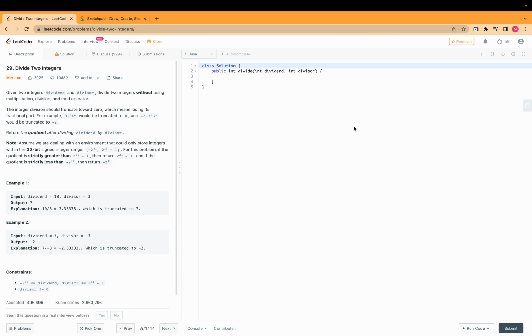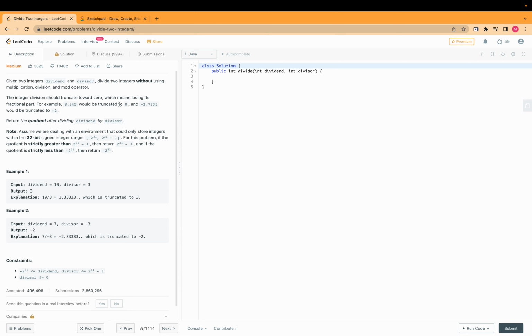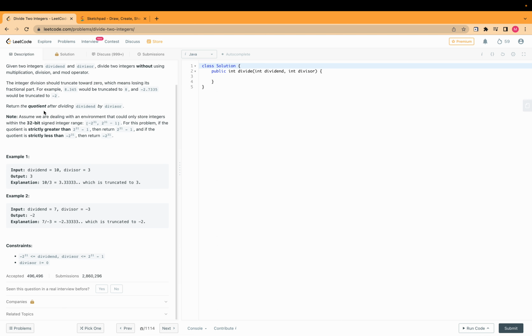In this question they have given us two integers, dividend and divisor, and we have to divide two integers without using multiplication, division and mod operator. The integer division should truncate towards 0, which means losing its fractional part. And we have to return the quotient after dividing dividend by divisor.